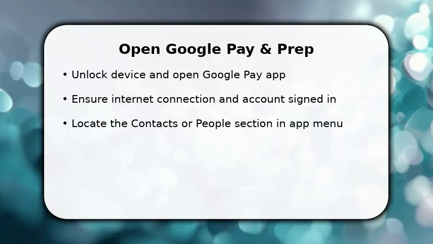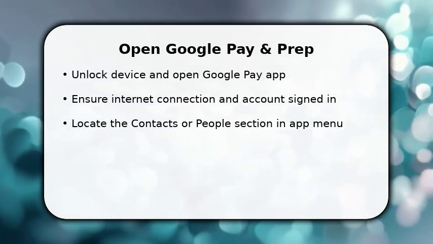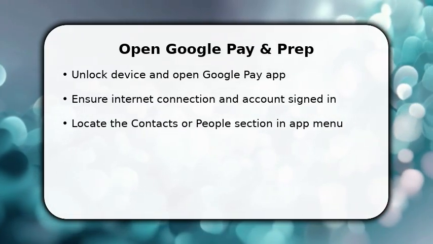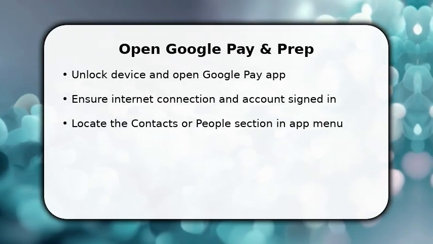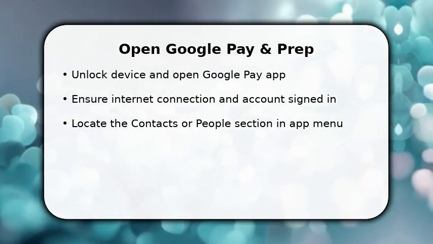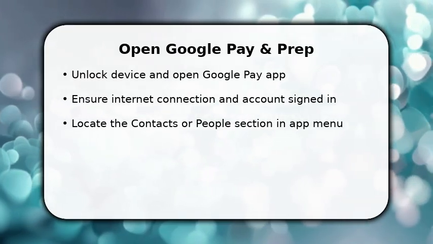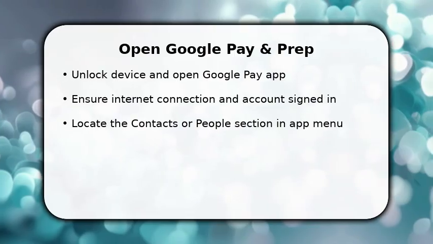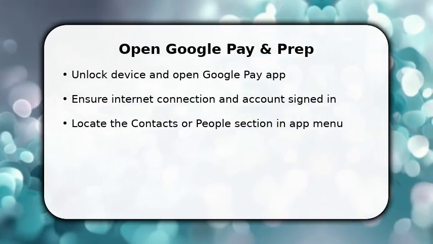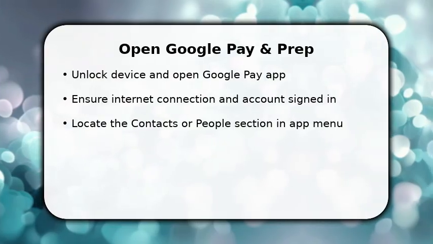Enjoy the video. You start by opening Google Pay and confirming you're signed into the correct Google account. This ensures you modify the right contact list. Once done, tap the menu icon and choose the People or Contacts area. Make sure your network is stable so changes sync. If you don't see People, tap Profile or Settings to reveal linked contacts.